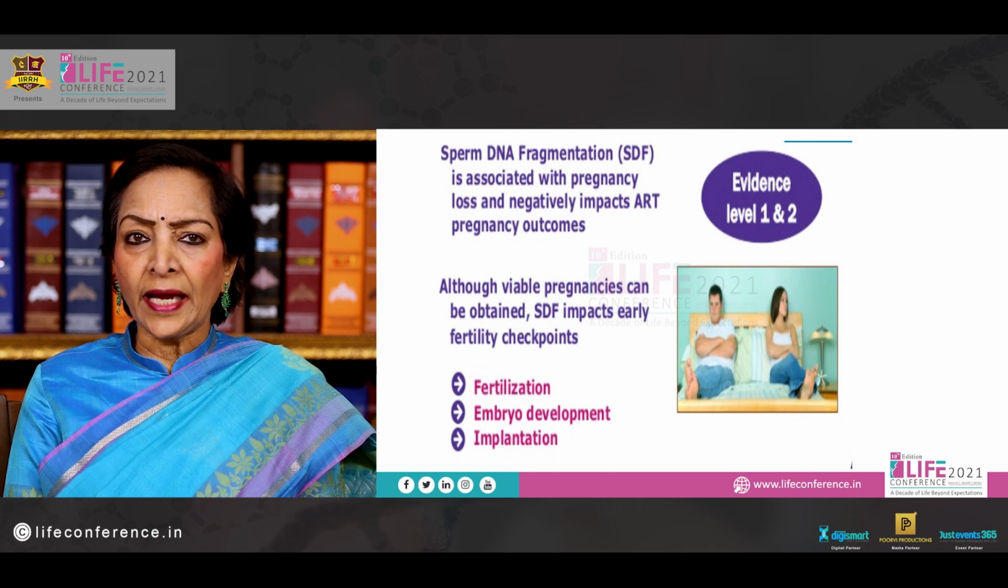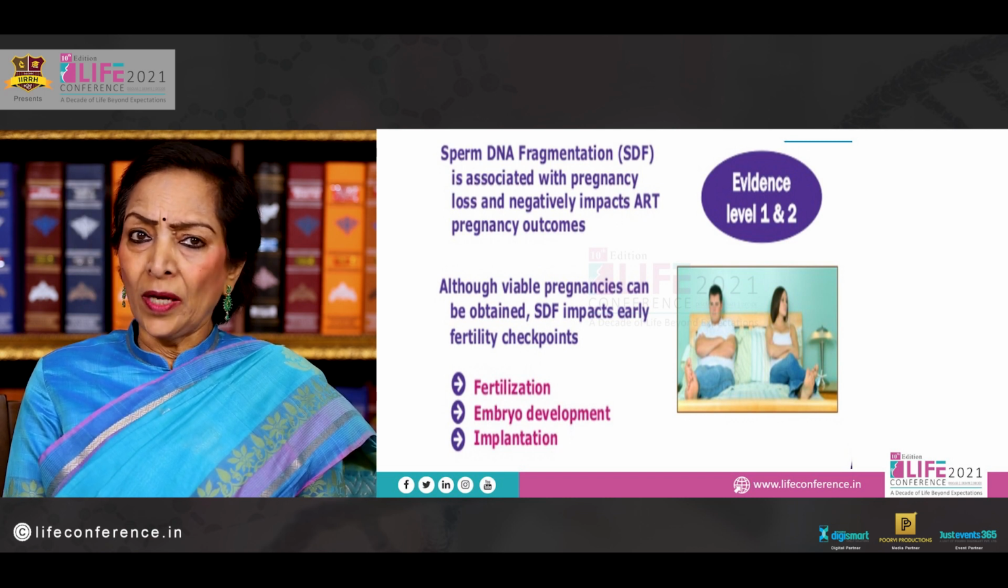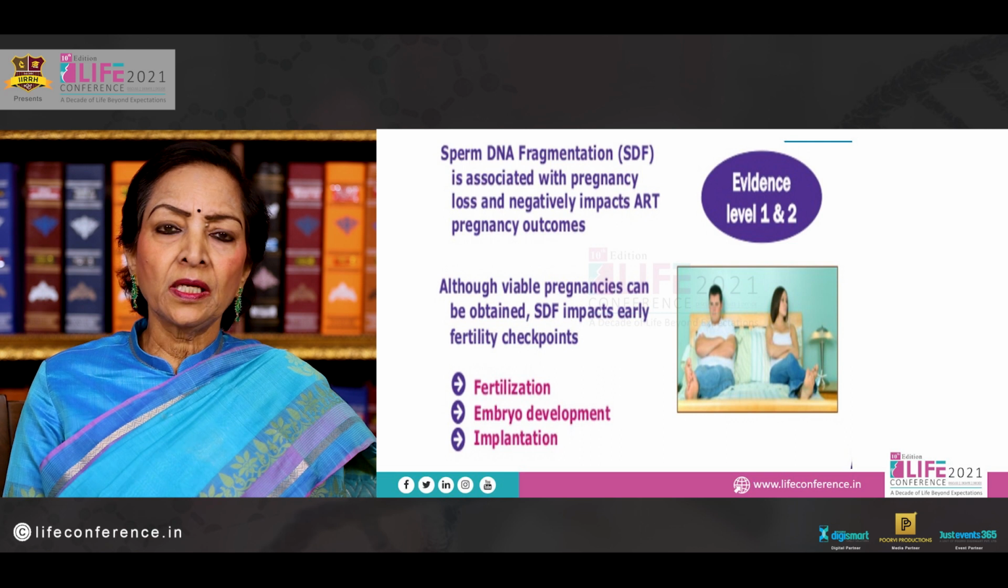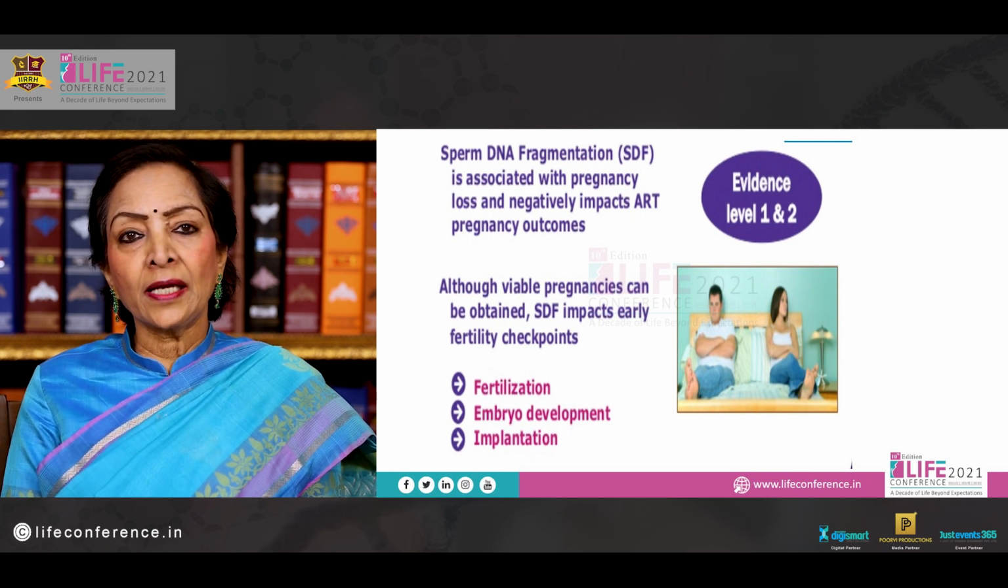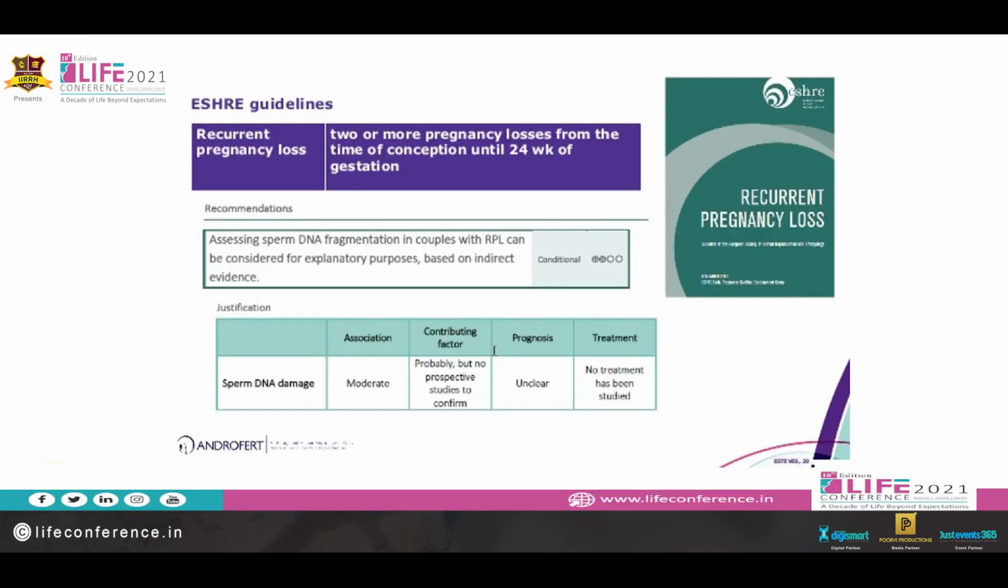Although viable pregnancies can be obtained, SDF impacts early fertility checkpoints. One is at fertilization, embryo development and implantation. So, we need to look at that level before we actually diagnose why did this lady miscarry. The ESHRE guidelines on recurrent pregnancy loss suggest that the sperm DNA damage association is moderate and probable, but there are no prospective studies to confirm, and the prognosis is unclear and treatment has not yet been suggested. The only thing that you can do is to do ICSI in these cases or use testicular sperms for this particular case.